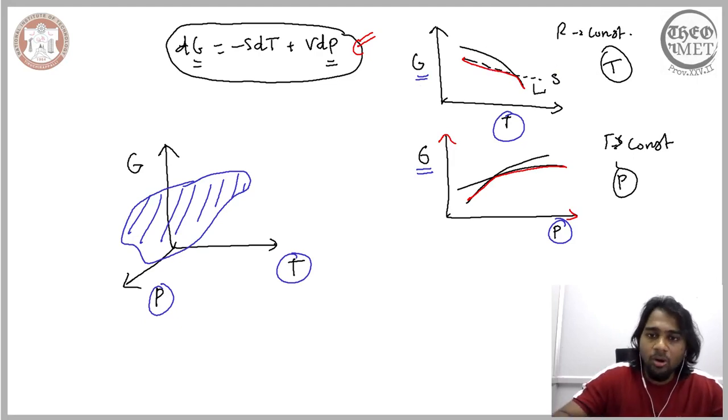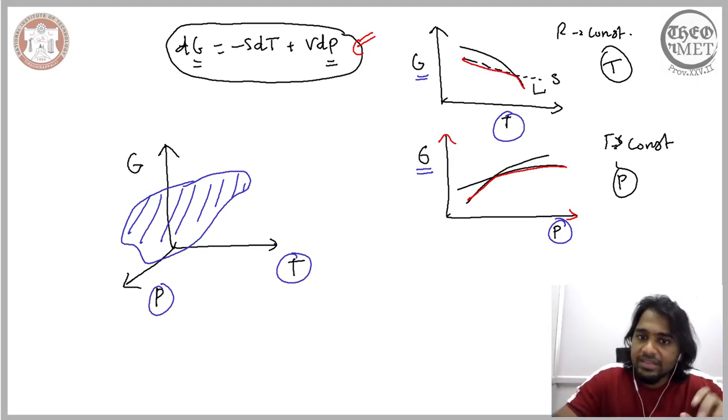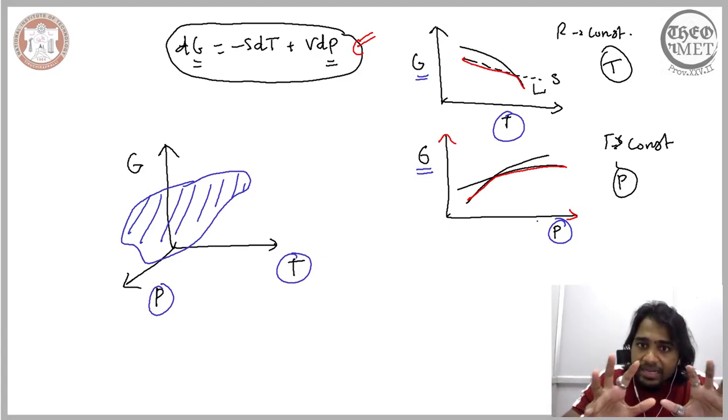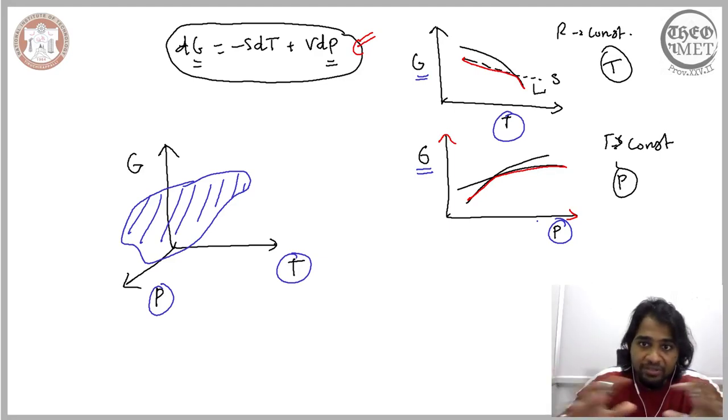The dependency of Gibbs free energy on the temperature remains the same, and similarly the dependency of the Gibbs free energy with respect to pressure remains the same. Even though we are combining these two, the dependency of Gibbs free energy on temperature and of Gibbs free energy on pressure remains the same. The way it depends, the trend remains the same.